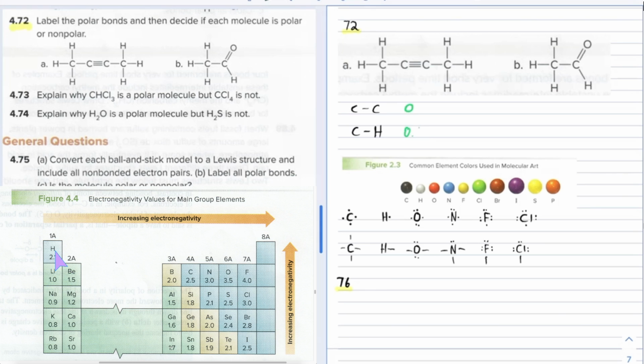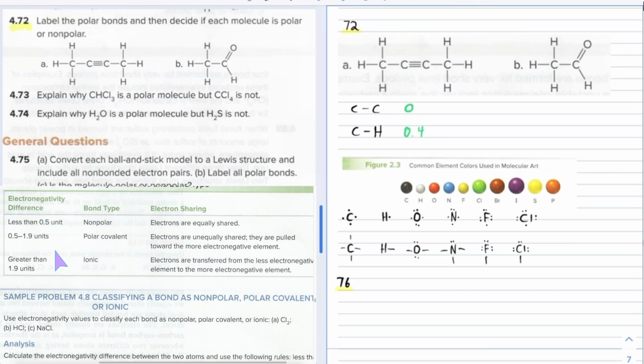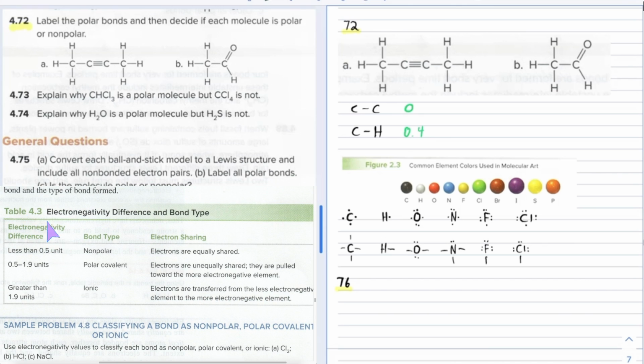So 0.4, and that's also non-polar because when you look at the table, where is it at? Table 4.3, if it's less than 0.5, it's non-polar. It has to be 0.5 or greater to be polar. So there are no polar bonds in this molecule. And so I would say this molecule is non-polar.